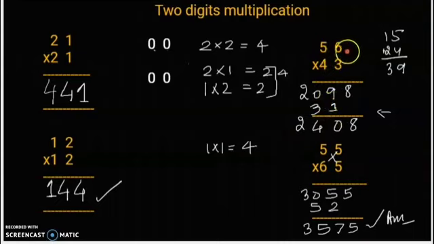Then move to the next step, 6 times 3, that is 18. The process is simple, and then finally you add them. 8, 9, 1 is 10 and carry 1, 3 and 1 is 4 and 2. So finally you get this answer.